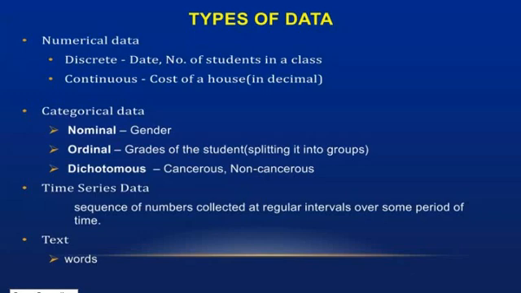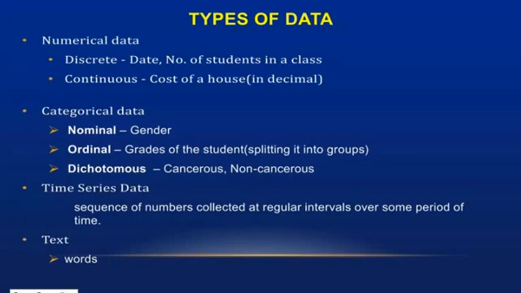Following up, we have types of data. There are four types of data: numerical data, categorical data, time series data, and text. The numerical data include discrete data, such as the number of students in a class, and continuous data, such as the cost of a house in decimals.